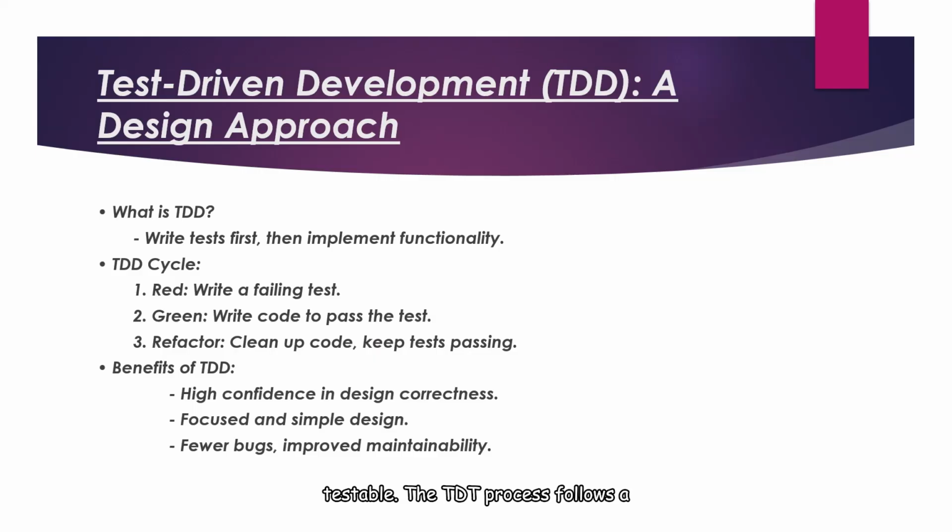The TDD process follows a simple but effective cycle: red, green, and refactor. In the red phase, you write a test that will fail because you haven't implemented the functionality yet. In the green phase, you write just enough code to pass the test. In the refactor phase, you clean up the code, making it more efficient or readable while ensuring the test still passes. This cycle helps you maintain high code quality and write code that's easy to test and maintain.